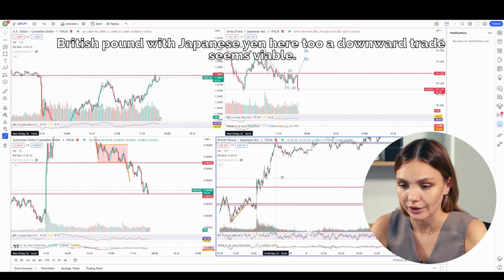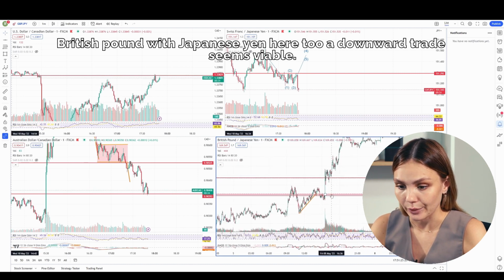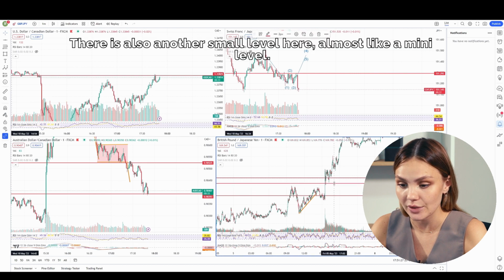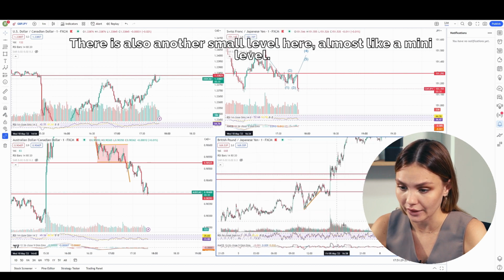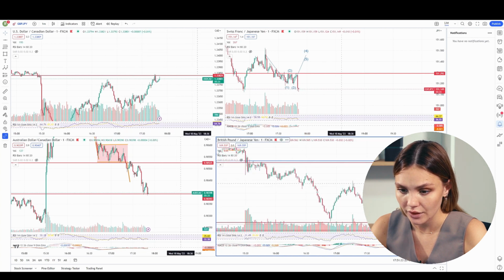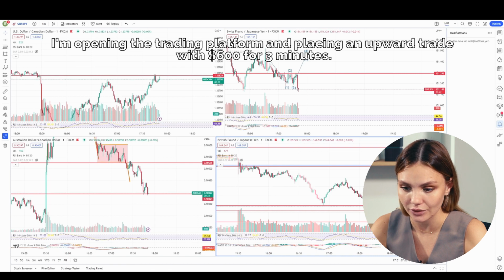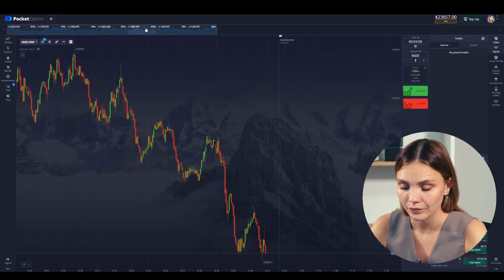British pound with Japanese yen. Here too a downward trade seems viable. There's also another small level here, almost like a mini level. Well, I think I know what needs to be done. I'm opening the trading platform and placing an upward trade with $600 for 3 minutes.